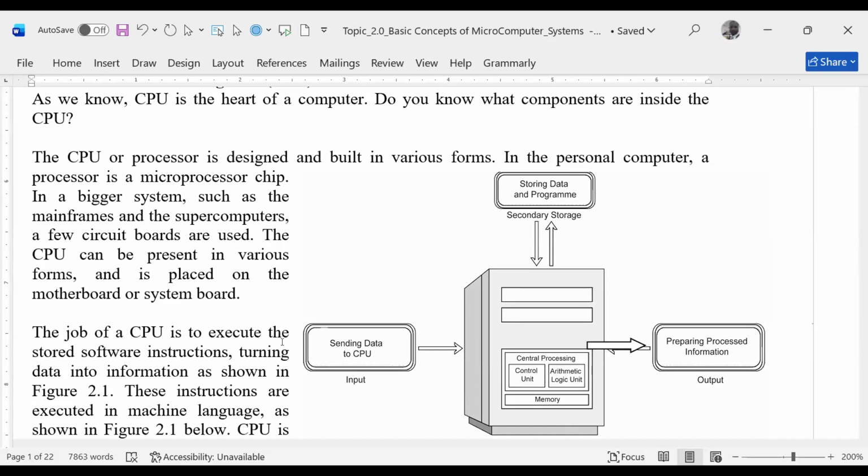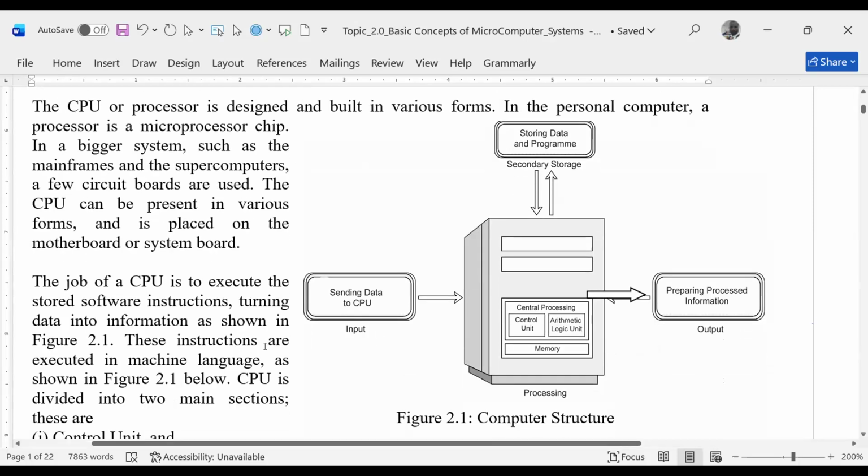So the job of the CPU is, one, to convert data into information, and two, to execute software programs stored or saved on a storage device like the hard disk. Put in mind that once you switch on your machine, it is the job of the CPU to convert everything on a storage device into something meaningful for you.